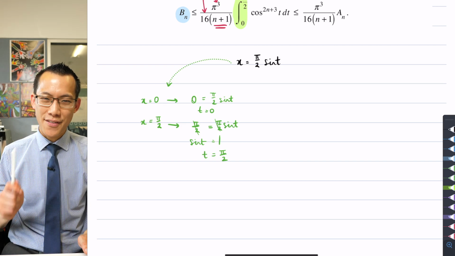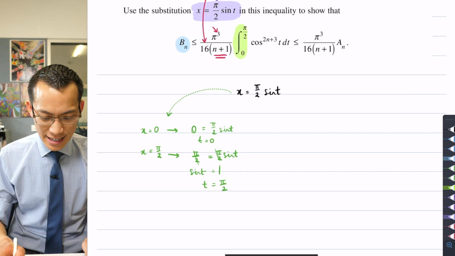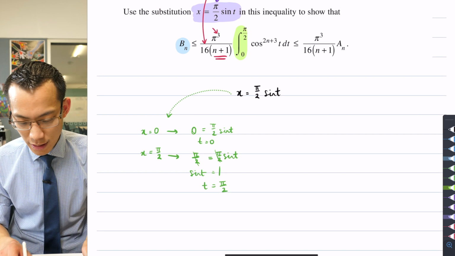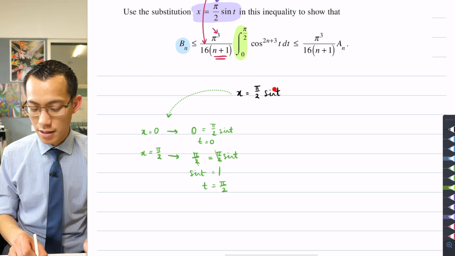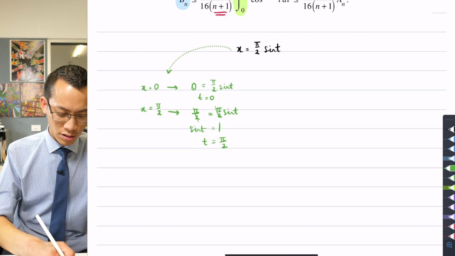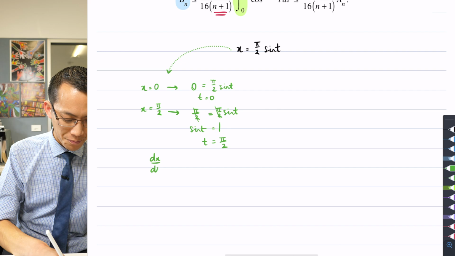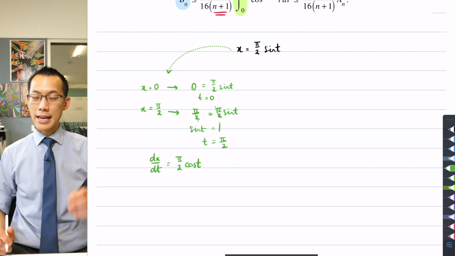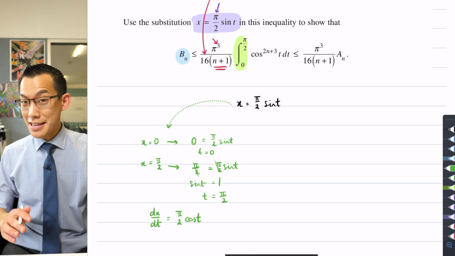Let's have a look at changing the variable of integration. So looking at this, I need to work out what dx on dt is here. Pi on 2 is just a constant coefficient. Sine is just going to turn into cos. So let's just jot that down. Dx on dt is going to be pi on 2 cos t. All right, fantastic.